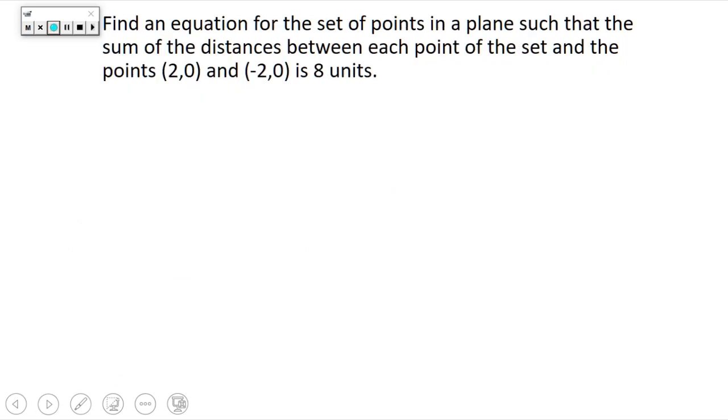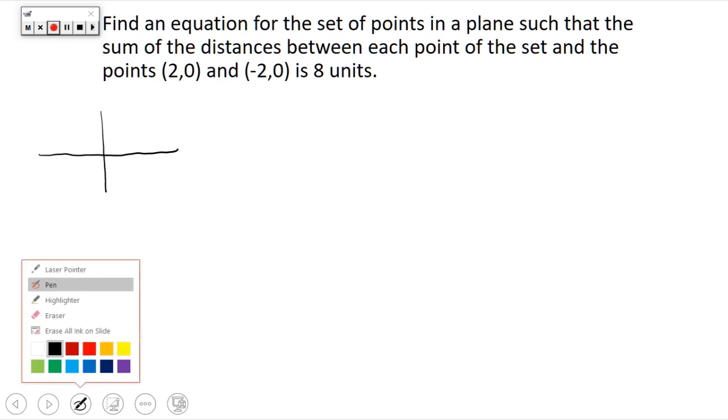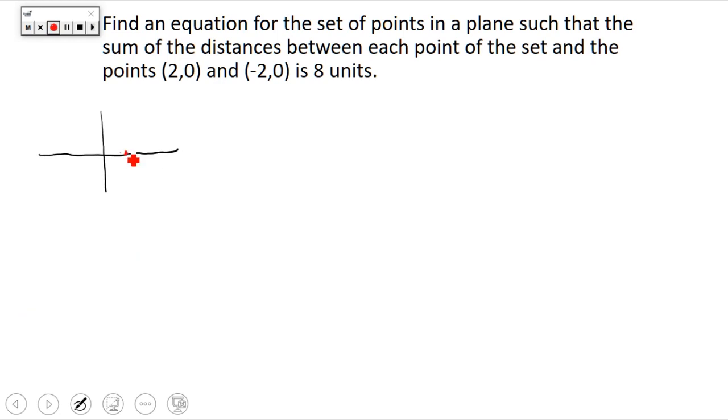Find equations for a set of points in a plane such that the sum of the distances between each point and a set of points. Okay. Let me just draw quickly what this says first, and then we'll have a discussion about what this is talking about. So, 2, 0 right there, and negative 2, 0 right there.